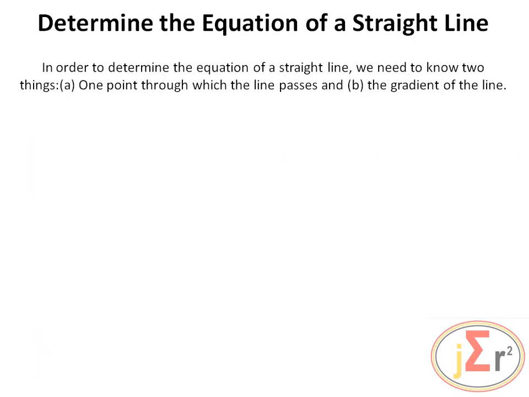In order to determine the equation of a straight line, we need to know 2 things: one point through which the line passes, and the gradient of the line.